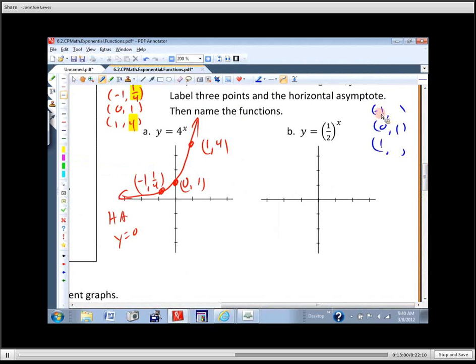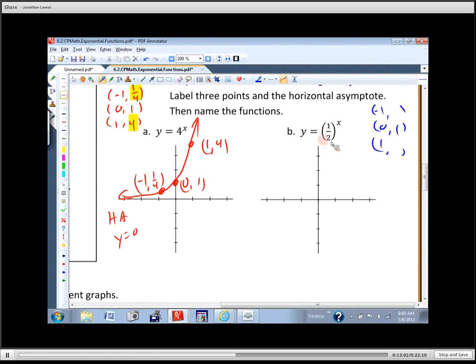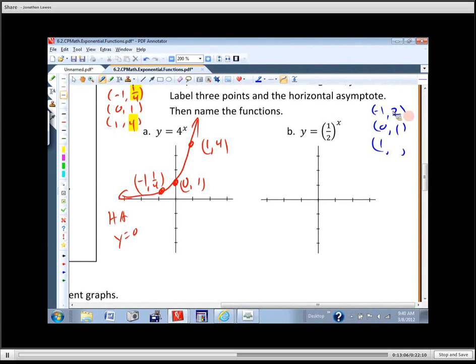This is always -1. It's going to be the reciprocal of the base. What's the reciprocal of 1/2? 2. So we put a 2 here. This is always going to be whatever the base is, so that's going to be a 1/2. And then we just draw and label those 3 points. So (-1, 2), (0, 1), and this point right here would be (1, 1/2).